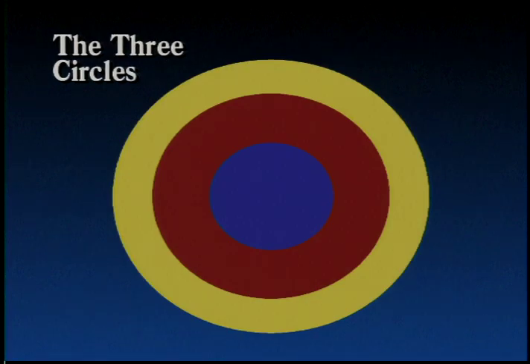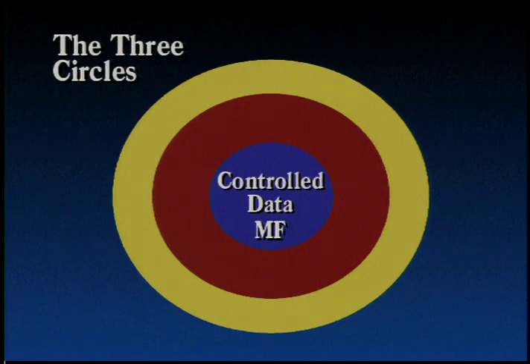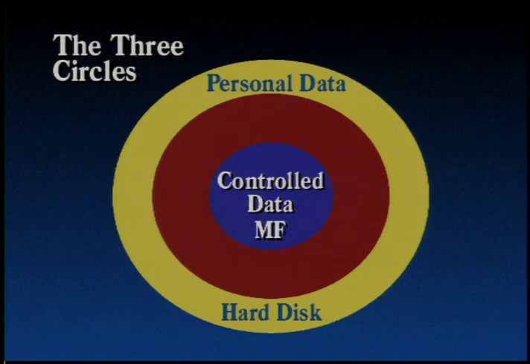Here is the way that data is distributed in most large organizations. A huge amount of data sits on the central mainframe where it's tightly controlled. And in most organizations, an at least equally large amount of data sits in the yellow circle on the outside, where it's completely controlled by individual users and not shared. The problem is that there's nothing in the middle. Now let's see why this is a problem.